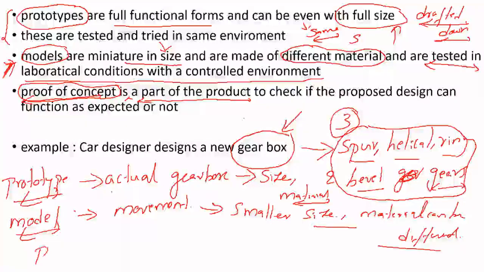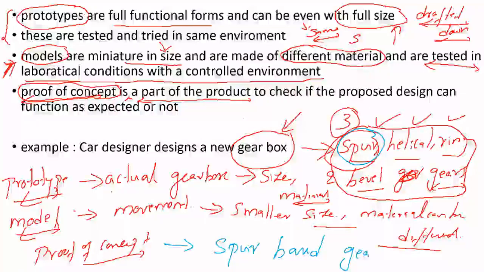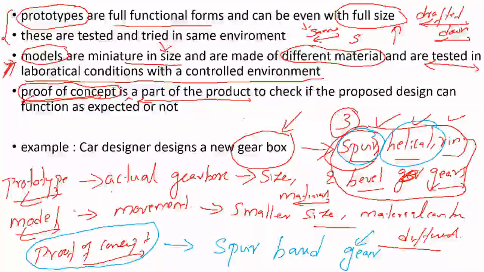And finally, the proof of concept. Imagine that I told several sections are here: spur, helical, ring, bevel. Now say for example I am concentrating only on the spur thing, only on the spur model. So proof of concept will be having only the spur based gearing, right, part by part. First they will be checking spur, and then second the proof of concept will be based on the designing of the helical thing, something like that. So this is the basic difference between these three.